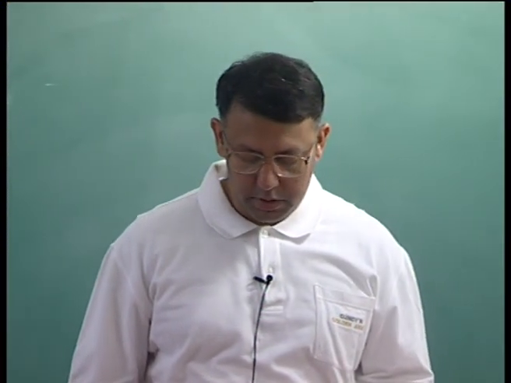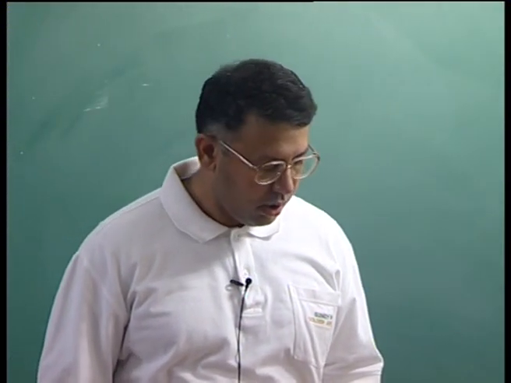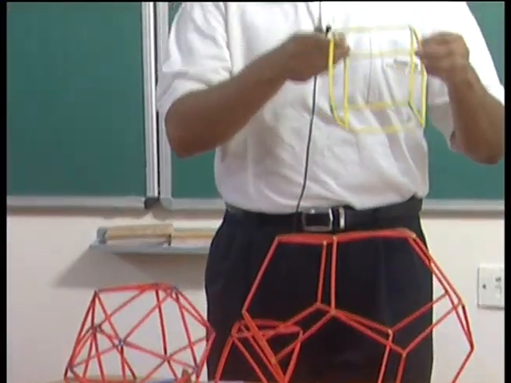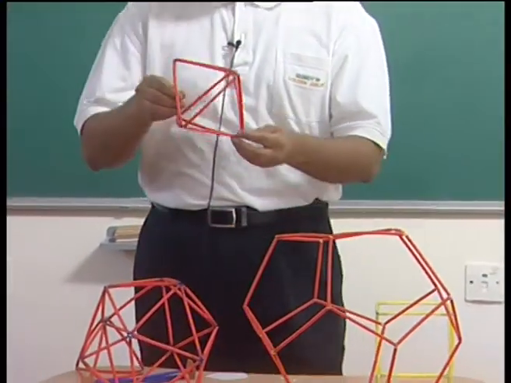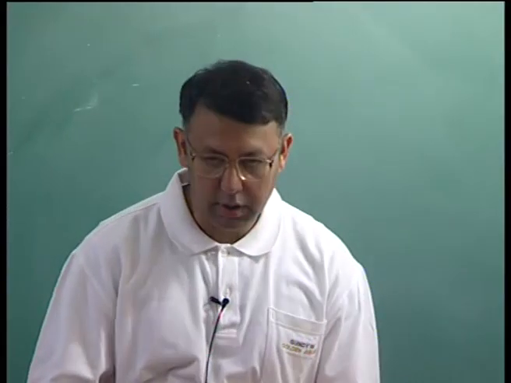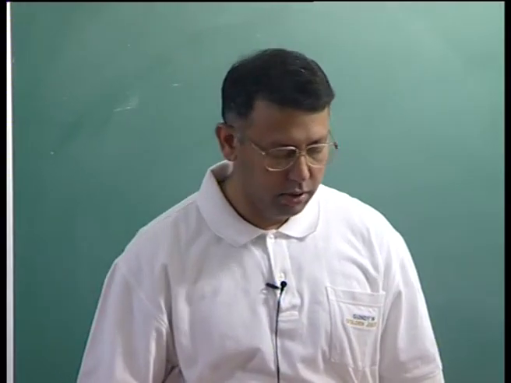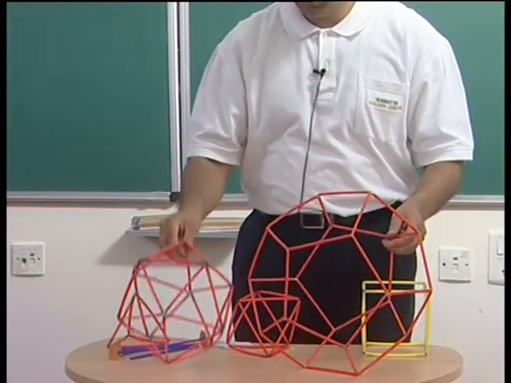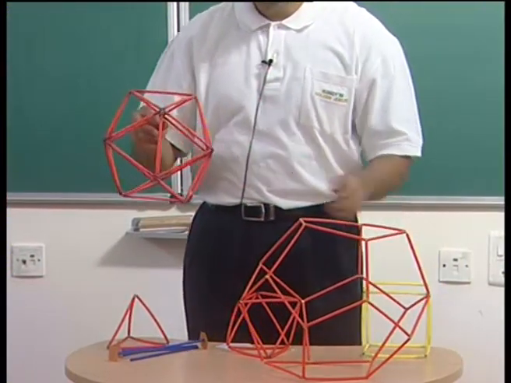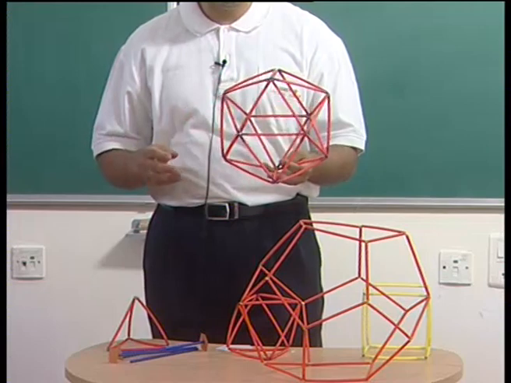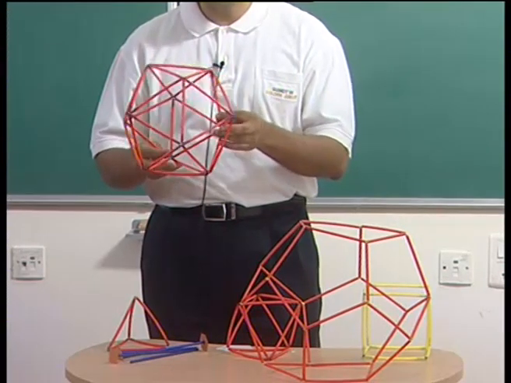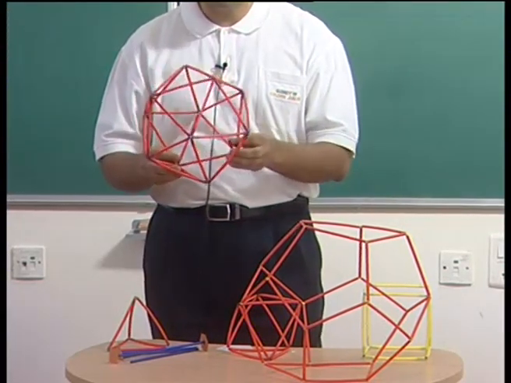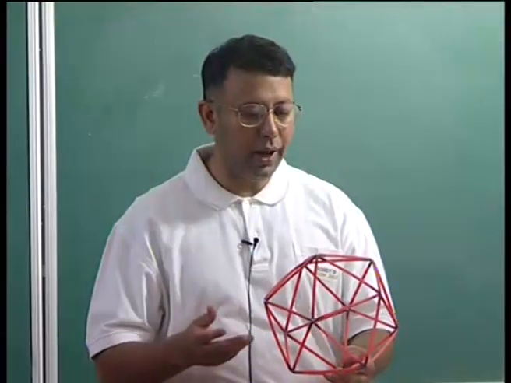I have got in front of me certain geometrical shapes. For instance, this is called the cube, this is the octahedron, this is the tetrahedron, this is the dodecahedron, and this is the icosahedron. One thing which might be obvious looking at these shapes is that these are not irregular shapes. There is a certain regularity to them.